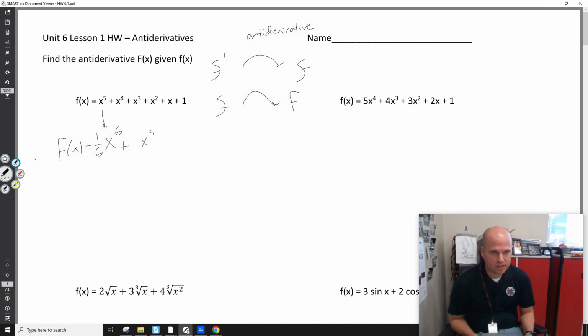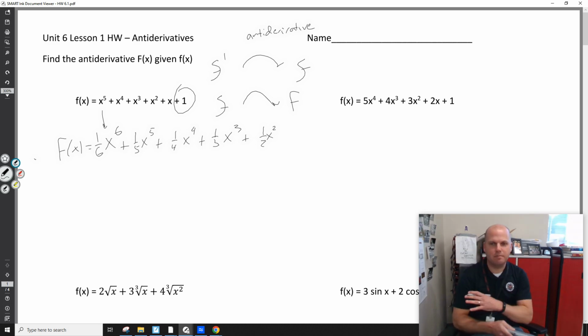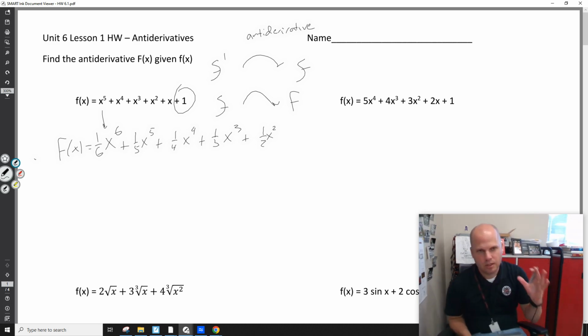X to the fourth would be x to the fifth divided by 5 or times 1/5. X cubed would be x to the fourth divided by 4 or times 1/4. X squared would be x cubed divided by 3 or times 1/3. X would be x squared divided by 2 or times a half. And then this key one, 1. The antiderivative of 1 is not 0. You're so used to taking a derivative of 1 and it being 0 and things disappear on you. But the antiderivative of 1 is x.